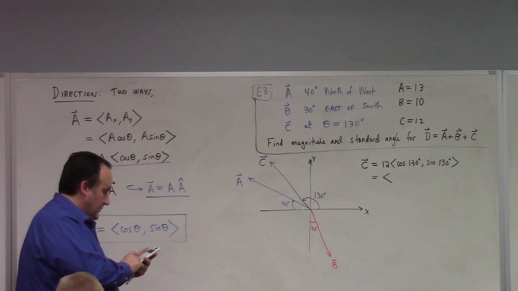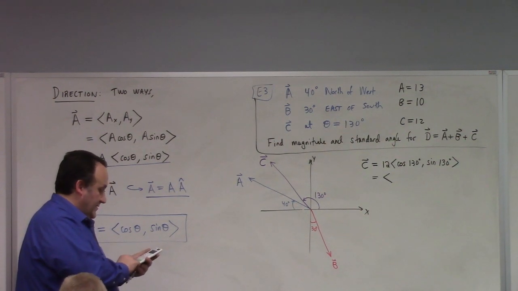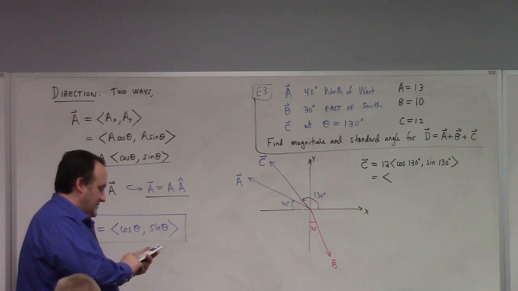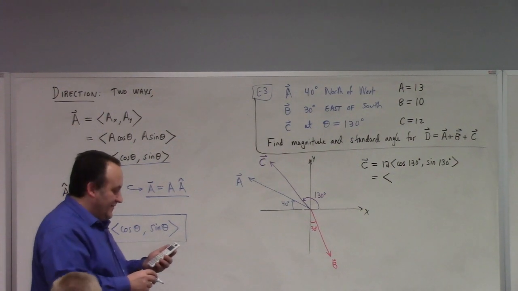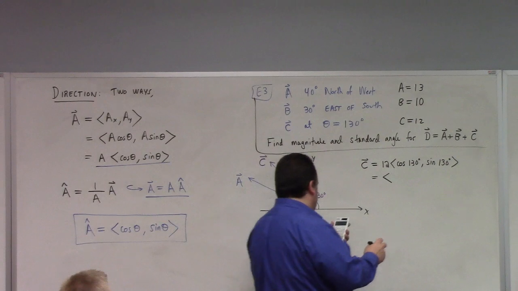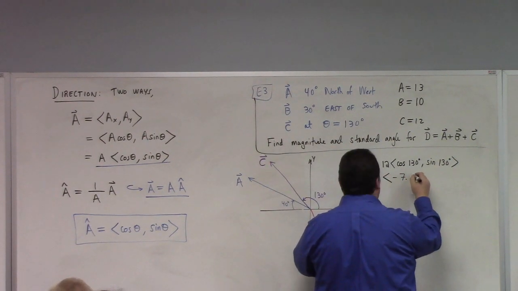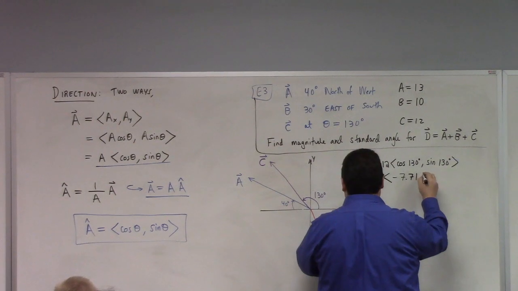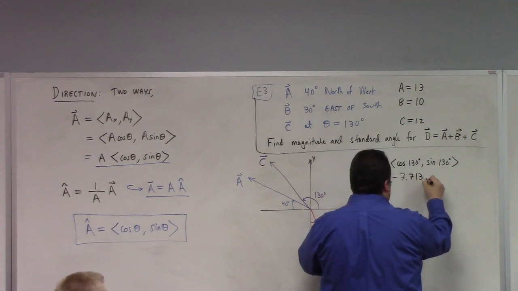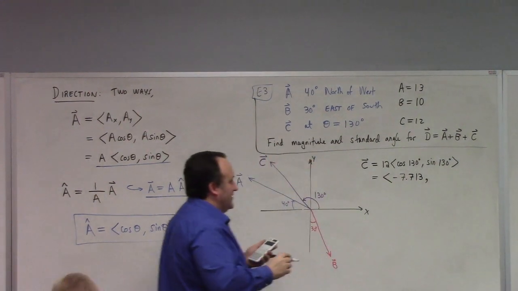Hope I'm in degree mode. I'll tell you what, if you're in radian mode and you think you're in degree mode, that's a bad day on the test, isn't it? Something to think about. Minus 7.71. I will give you partial credit, but nevertheless, it'd be nice to get all the credit, right?